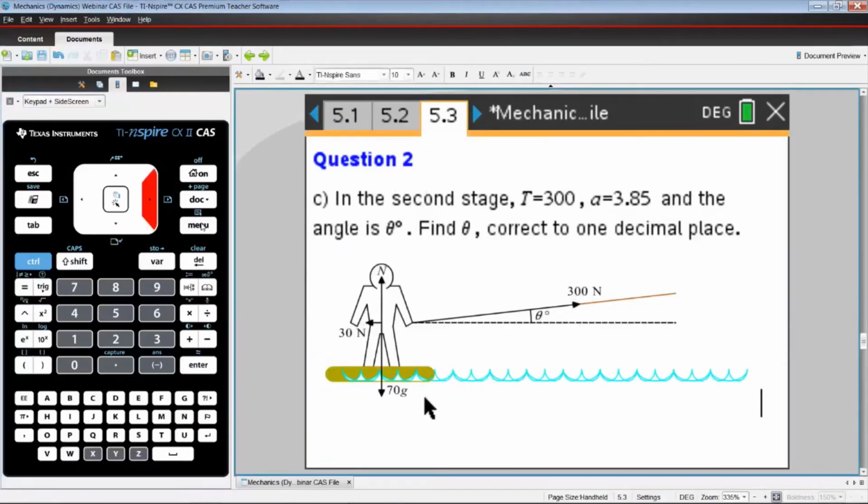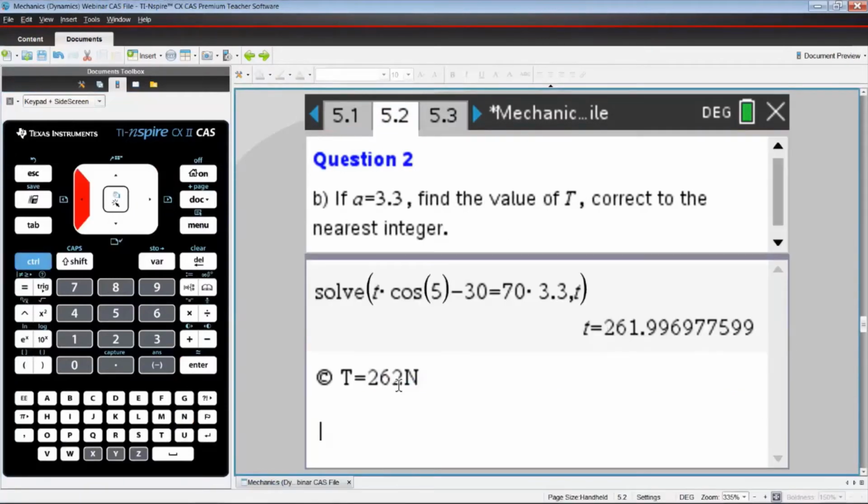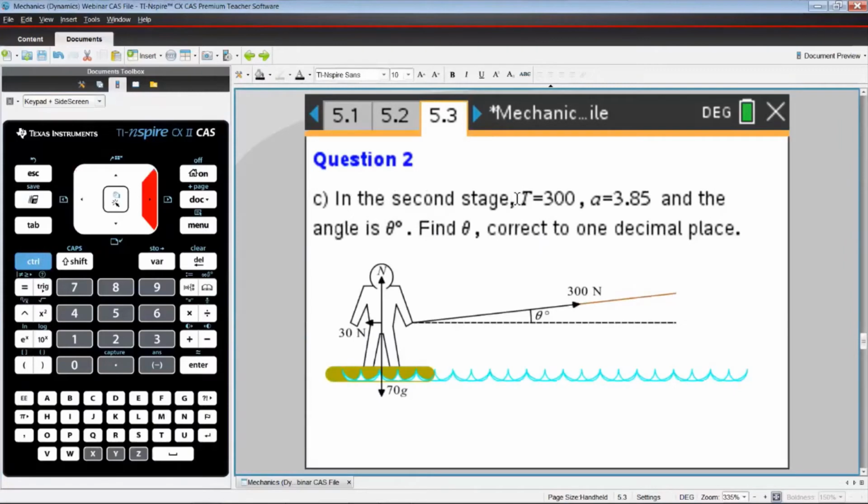Okay, so we now have a second stage of this surfboarder's motion, and that is the tension is now 300. So comparing that to the previous, we had approximately 262 newtons of tension, and now it has increased to 300. Not only that, you can see that the acceleration has also increased. What we have to do now is find the new angle that the rope now makes with the horizontal.